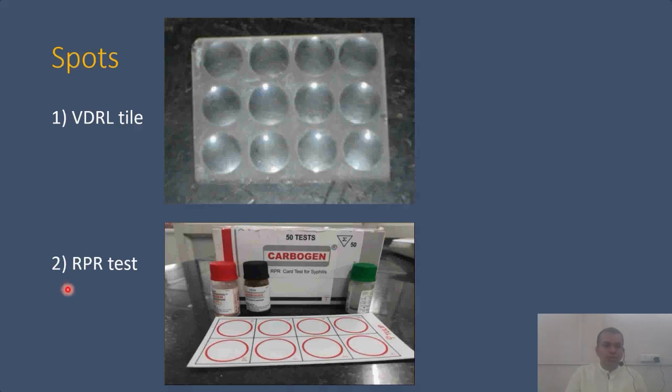So we are at the end of this practical. These are the spots which we are going to keep in your exams. On this topic of the Spirochetes, we can keep the VDRL tile as well as the RPR test kit. Okay, so this is the VDRL tile and this is the RPR test kit. So wait a minute, I will show you.